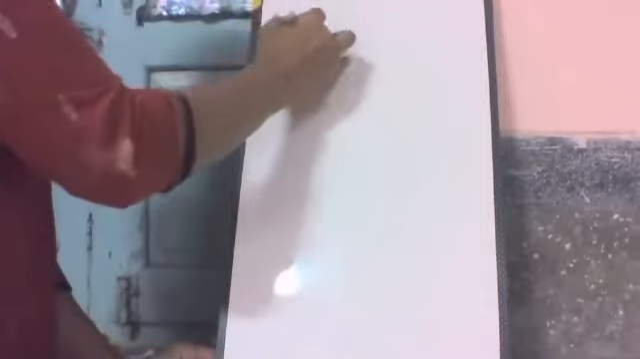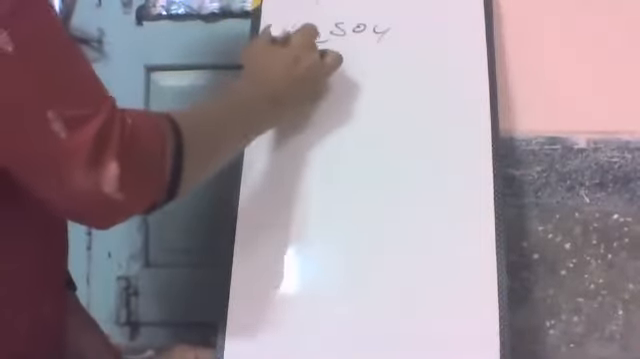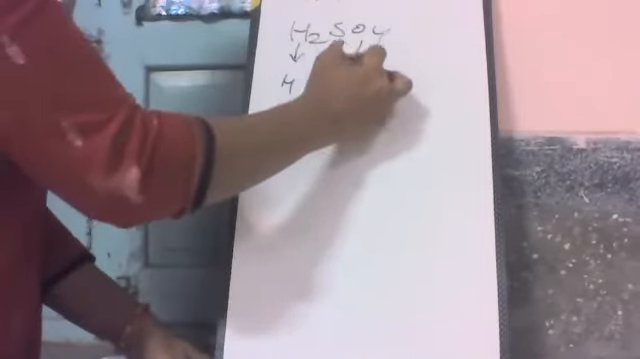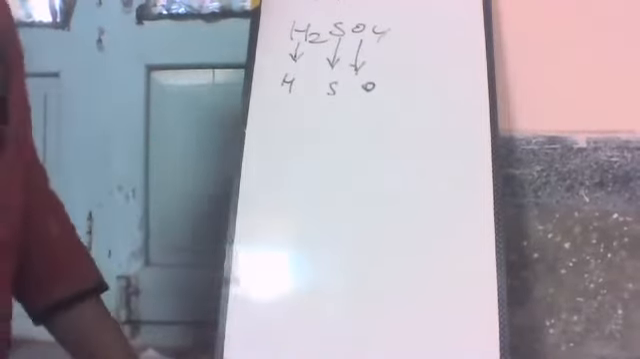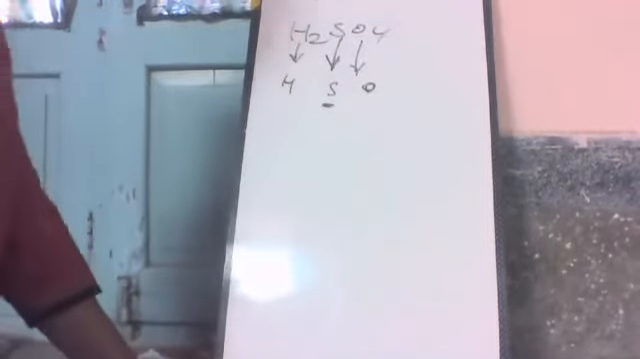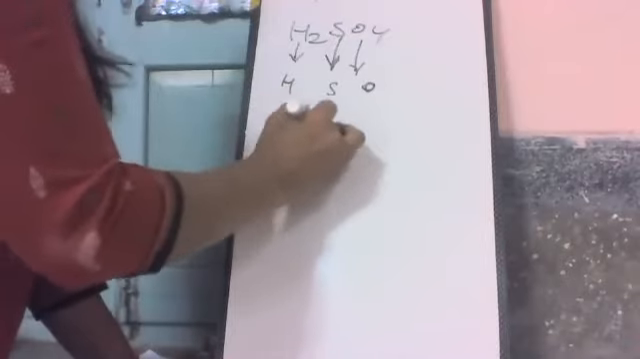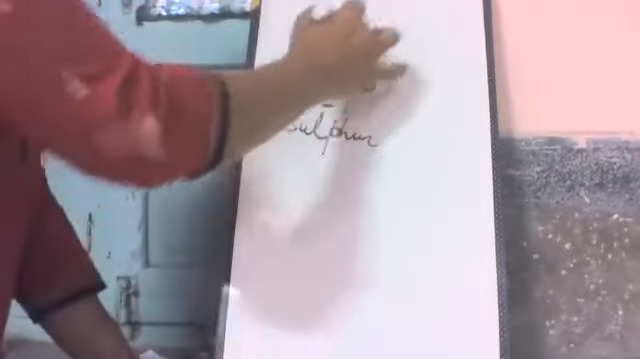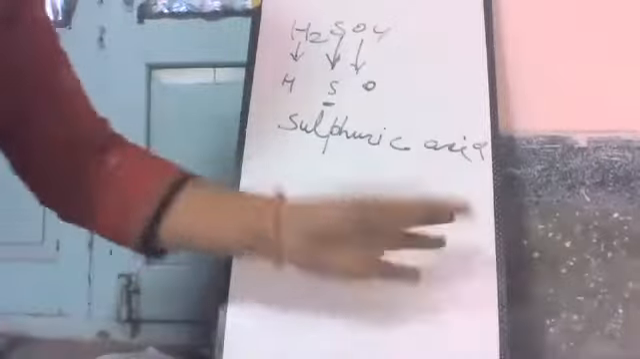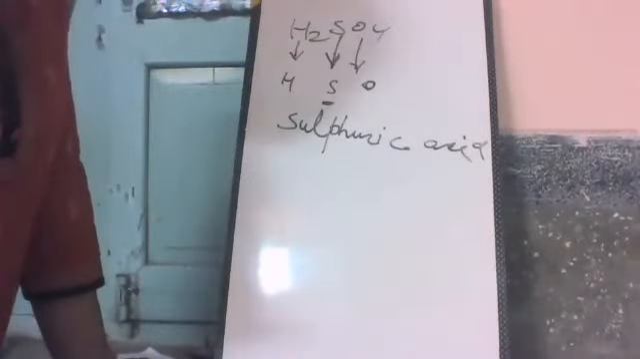When the acid is polyatomic, suppose this H2SO4, polyatomic means more than one atom is there: one is hydrogen, another is sulfur and the third one is oxygen. So hydrogen is not used here. We give the name on the basis of this. Ic is added, so sulfuric. Sulfur is the name, then sulfuric. The name is sulfuric acid. Then nitric acid and fluoric acid, etc.